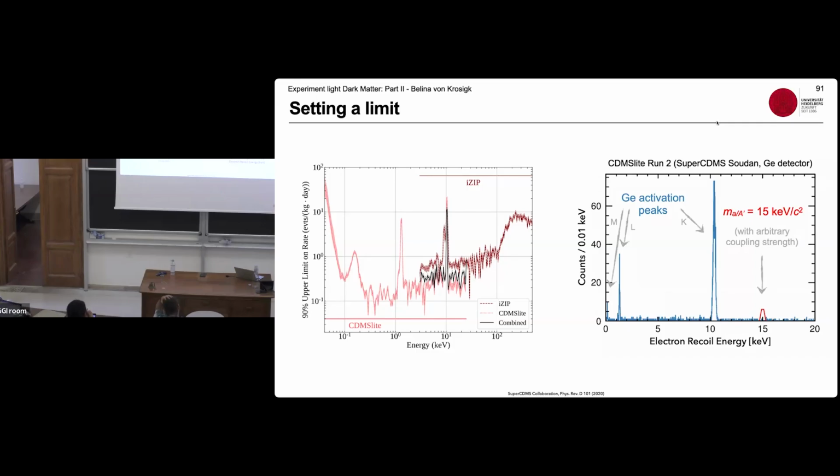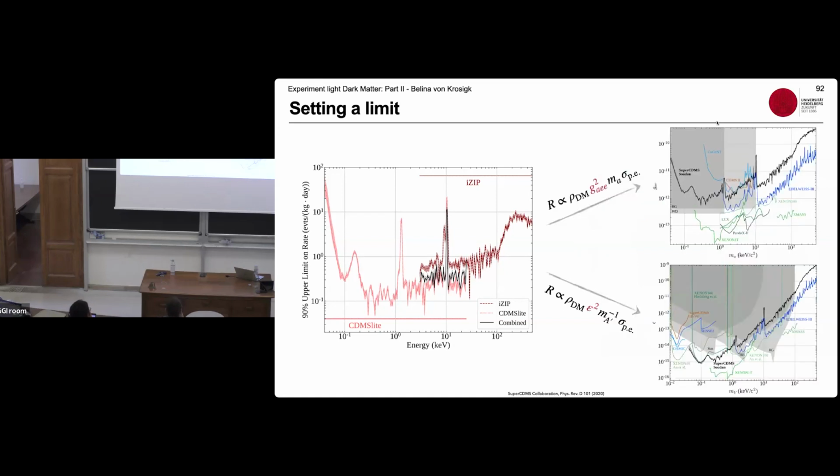And you can see that, of course, where you have the energies with those peaks, the blue peaks, your sensitivity is way worse. So the limit on the rate is really terrible where you have the peaks, and it's getting better and better where you have no peaks. And only the next step is where you actually put in your theory and interpret that rate.